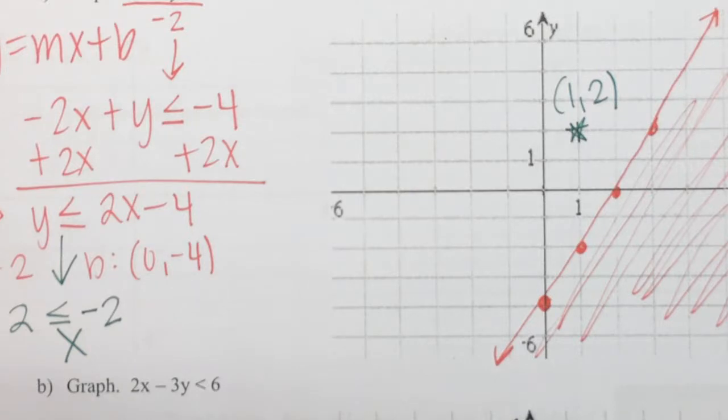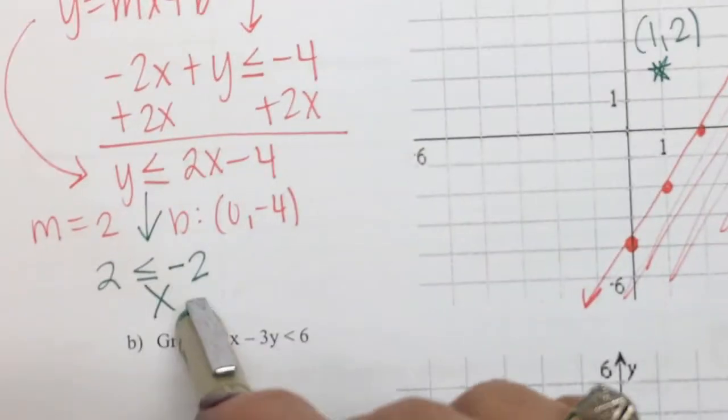Any other questions? The test point I always use is 0, 0 because it's so easy to plug in. So can I just plug in any point? Yeah, any point you want. So if it doesn't work, you wouldn't shade in that region, just like we did here.